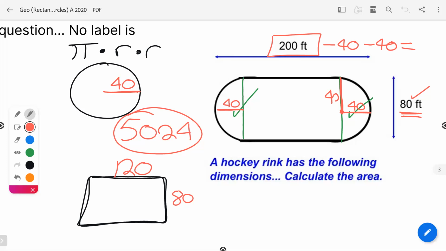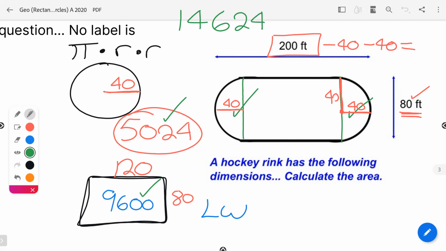Now when I'm calculating the area of a rectangle, I write down the formula for that. It's simply the length times the width. So all I've got to do is take 120 multiplied by 80, and this comes out to be 9,600. Then all I have to do is take the areas of each of the regions and add them together. When I add them together, my final answer to this problem is 14,624.